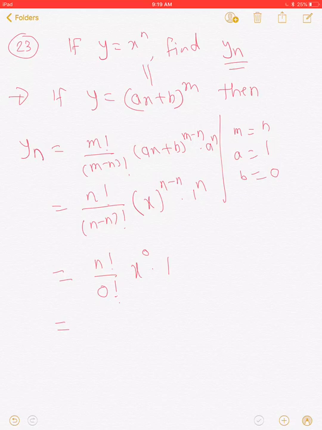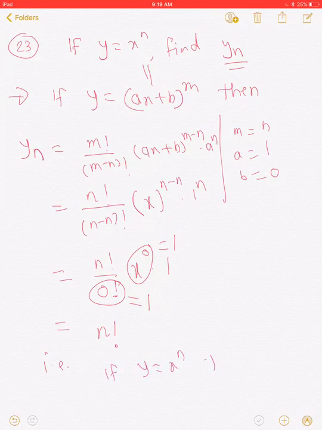So this 0 factorial is 1. This x raised to the 0 is 1. This is 1. So this is only n factorial. That is, if y is equal to x raised to the n, then its nth derivative is n factorial. This was actually a simple question.